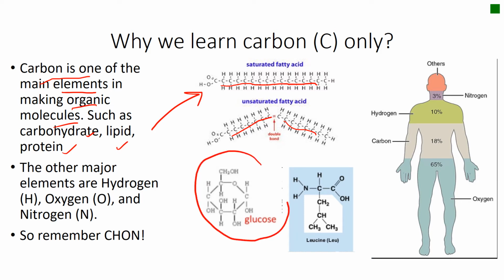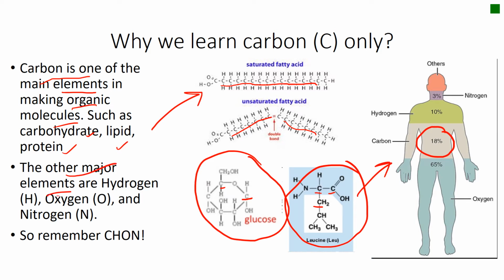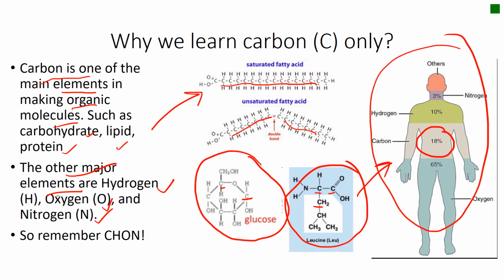The next one is glucose, an example of a carbohydrate. As you can see, there are so many carbons here. And this is a molecule of protein. You can see there are also so many carbons. In our body, about 18% consists of carbon. Other major elements besides carbon are hydrogen, oxygen, and nitrogen, as you can see from this picture. So remember carbon, hydrogen, oxygen, and nitrogen as the main elements in living organisms, but for this chapter we'll just learn about the recycling of carbon.